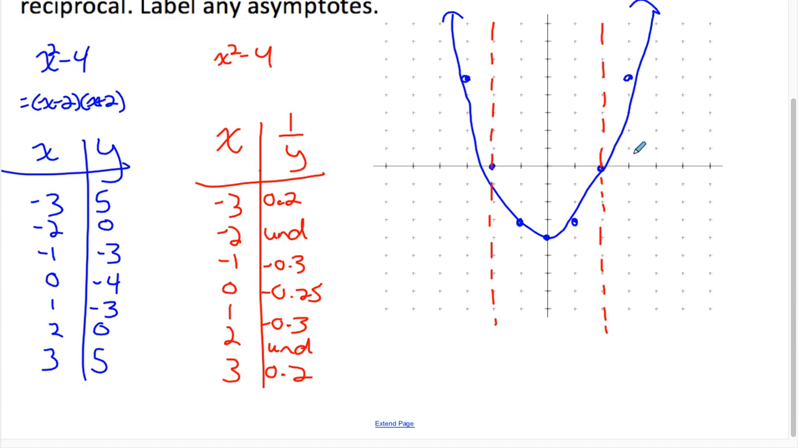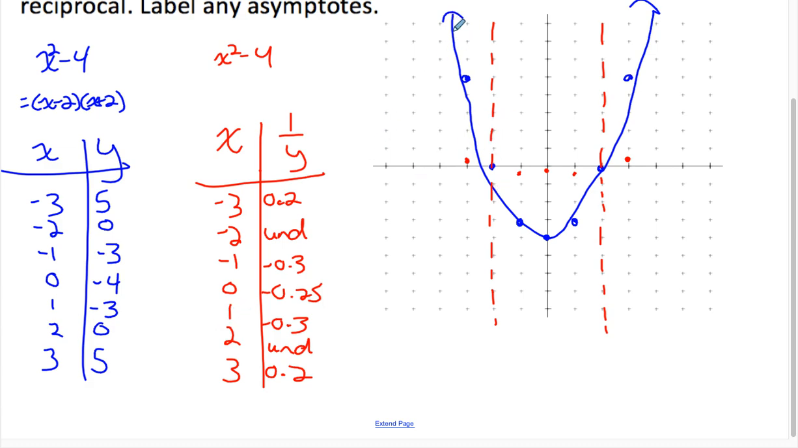So at 3 I'm at 0.2, which is about here. Negative 3 I'm at 0.2. 0 I'm at negative 0.25. And I have points here and here as well. These are just all approximate. And then I have to understand some properties of reciprocal functions.